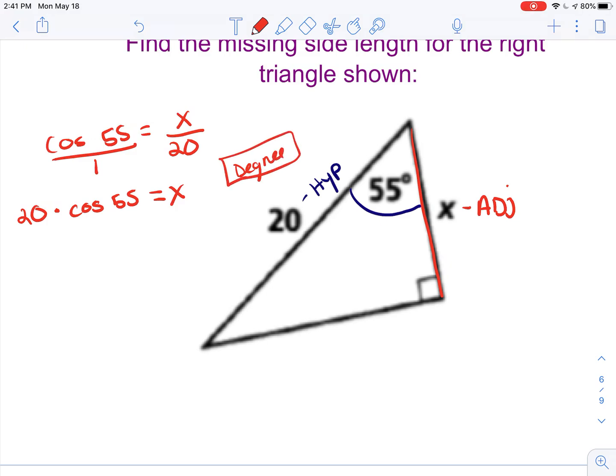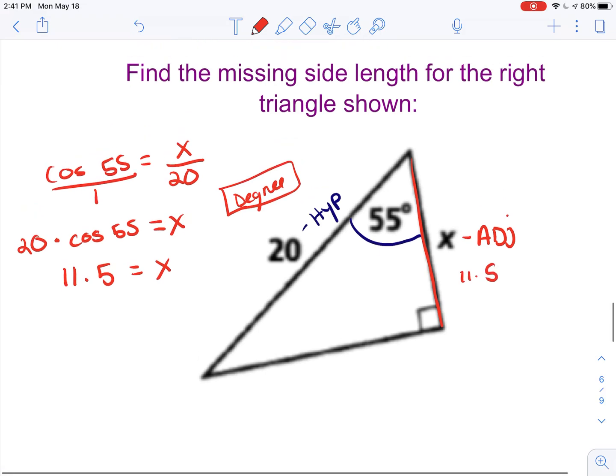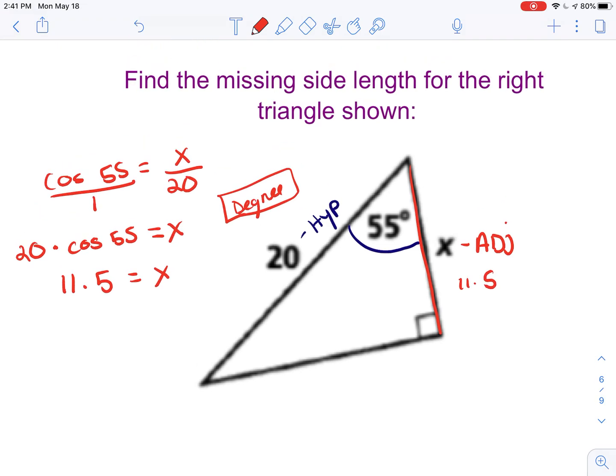Otherwise, you will not get the correct answer, okay? My calculator is in degree mode, so I type it in and I get that x is equal to 11.5 approximately, okay? So the measure of this side is 11.5. Okay, so we can use trig functions to identify all the parts of our triangles.